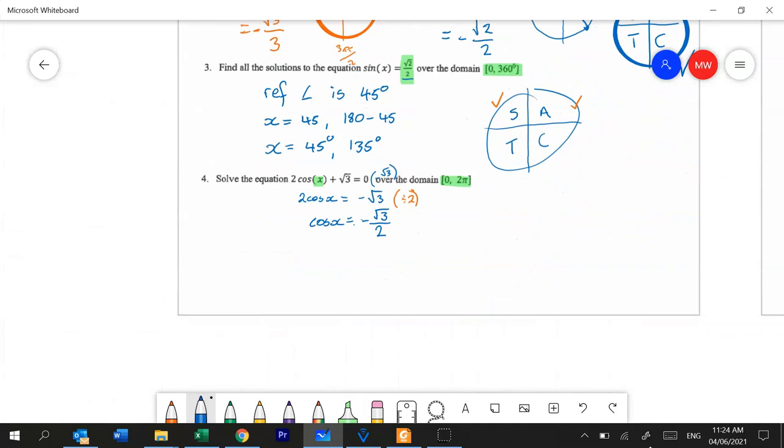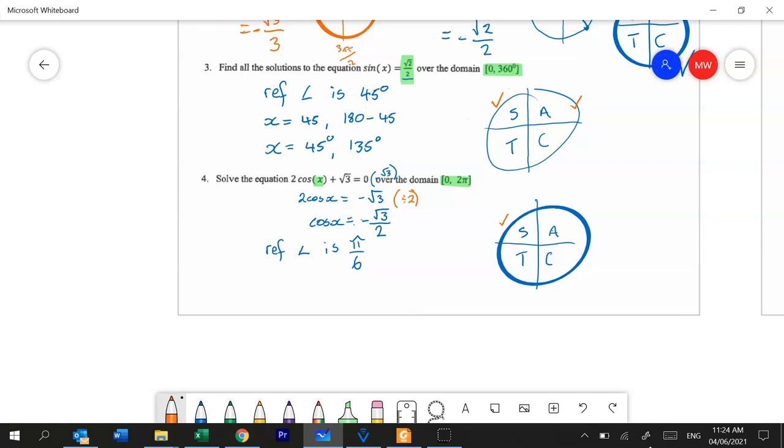So we come down and we make our reference angle pi on 6. Now we go and draw ourselves another CAST diagram, and I am looking for the quadrants where I'm going to get a negative cos value. So that is going to happen in quadrants 2 and 3.